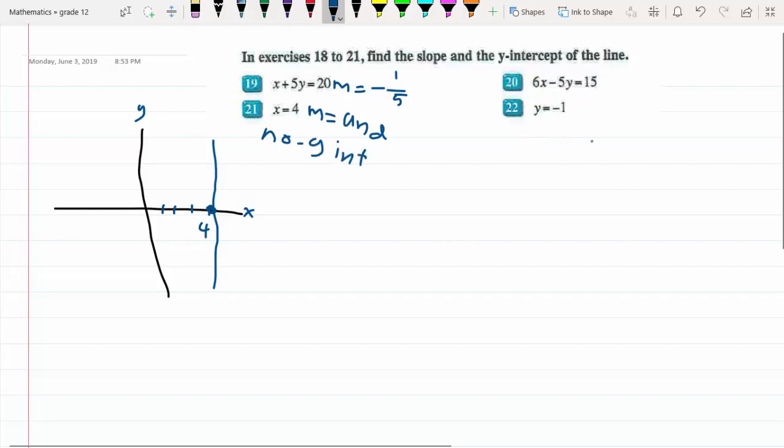This one is a horizontal line passing through y equals negative 1. The slope is 0 for a horizontal line, as m is equal to 0, and the y-intercept is already given. Y equals negative 1 is also the y-intercept. This is the slope, and this is the y-intercept: this horizontal straight line passes through the y-axis only at negative 1.